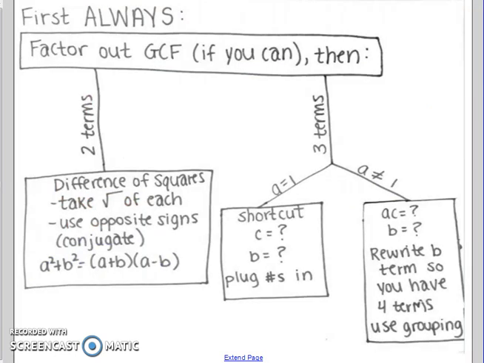Okay, and here's a little chart. So first, you always want to factor out the GCF if you can, and then you have two options, if there's two terms or if there's three terms. If there's two terms, it could be difference of squares, where you take the square root of each, and you use opposite signs, and that's how you write it. Or three terms, when a is 1 and when a is not 1. If a is 1, you can use your shortcut. When a is not 1, you have to rewrite the terms so you have 4 and use grouping.